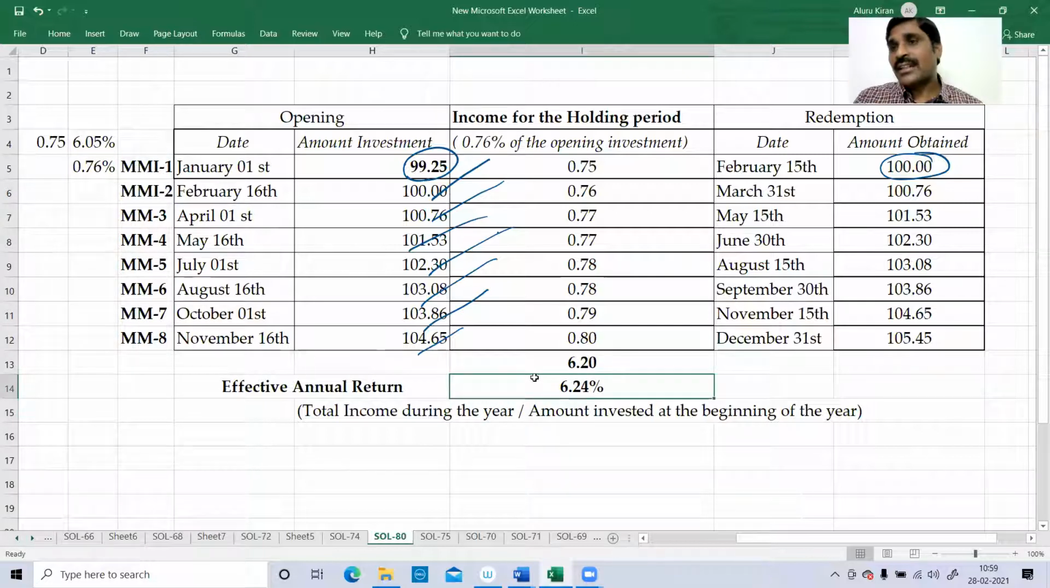Anyway, all these calculations will be done by the computer. In reality, all the calculations will be done by the computer. As a fund manager, what do I have to do? I have to simply continuously roll out the instrument. Okay, right. That's it.